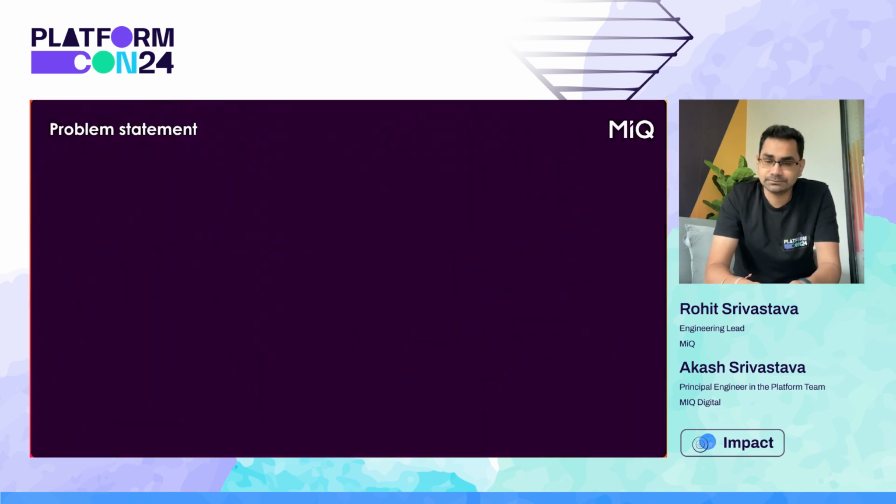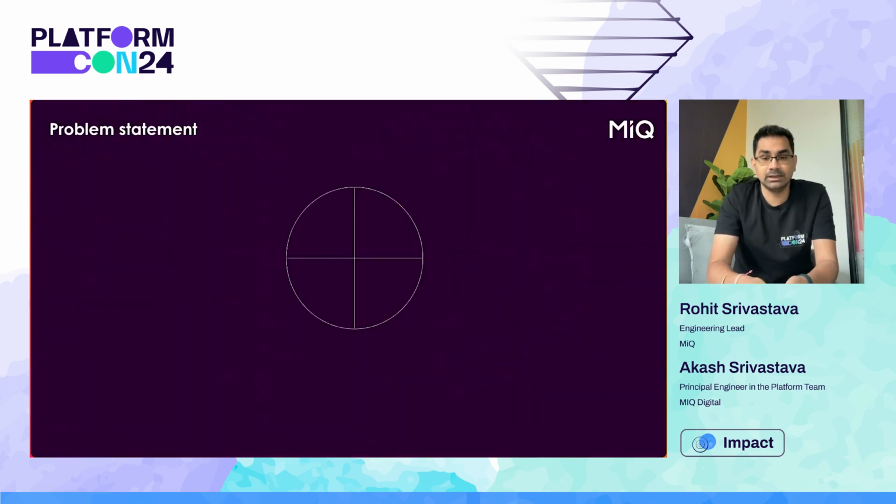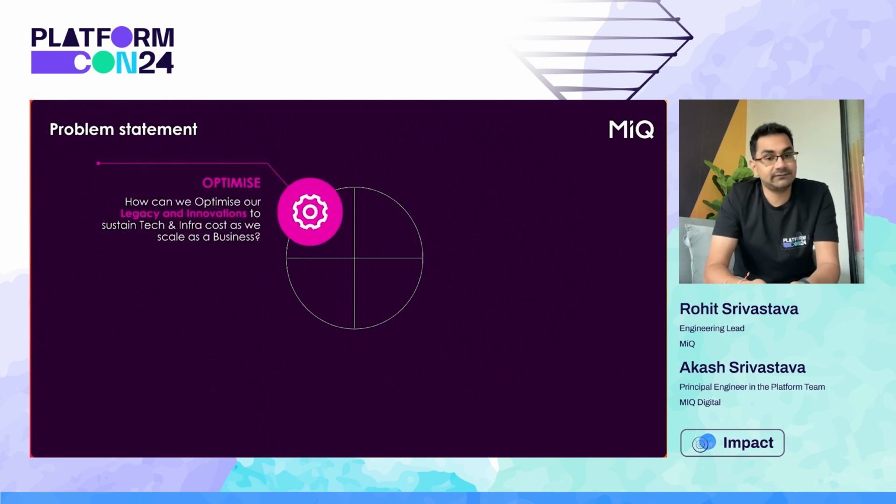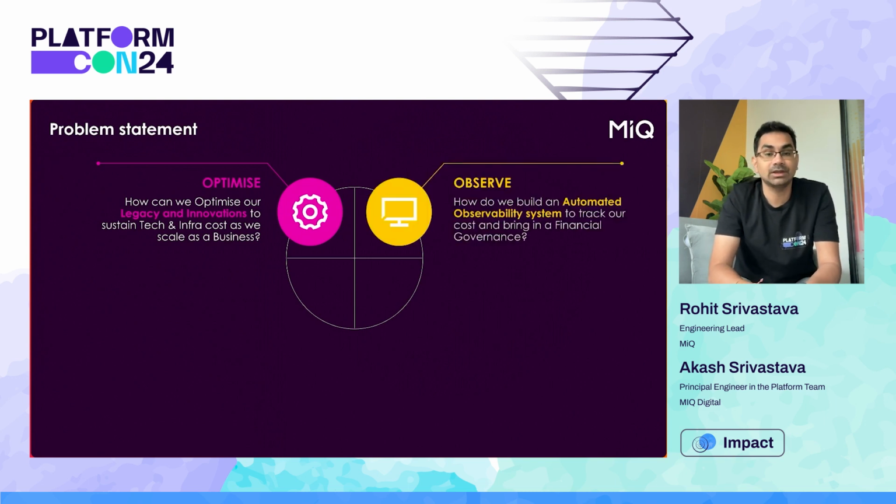And moving on, the problem statement. What we are going to cover today is four categories of problem statements. The first section is optimize, which is basically how can we optimize our current cost, but at the same point of time take care of the legacy that you produce over time, while also parallelly bringing in the modernization and innovation that could go into the FinOps section of it, right? So we'll talk more about how we tackle the optimization part.